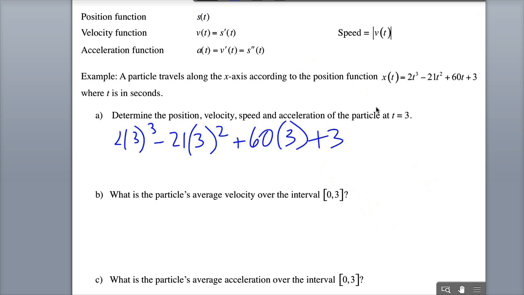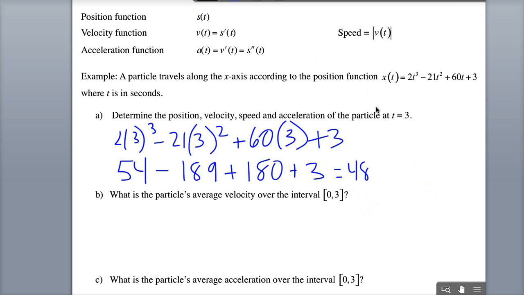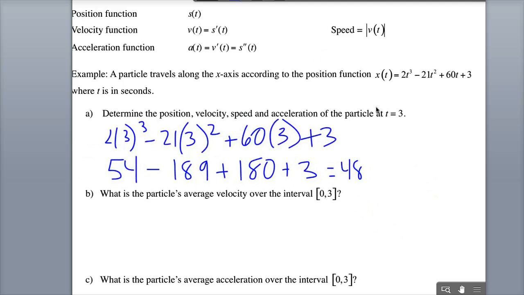Then I'm going to multiply this out. 3 to the third power is 27. 27 times 2 is 54. 3 squared is 9. 21 times 9 is 189. Plus 180 plus 3. If I add this all up, I get 54 minus 189 plus 180 plus 3, so it's going to be 45 plus 3. I get 48. And remember, for all these problems, you need to have units. They didn't even give me any units, so I'll just say 48 units.